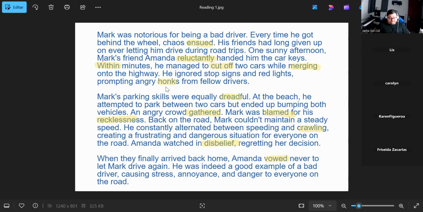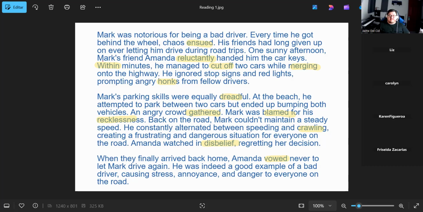Within minutes, he managed to cut off two cars while merging onto the highway. He ignored the stop signs and the red lights, prompting angry honks from fellow drivers.